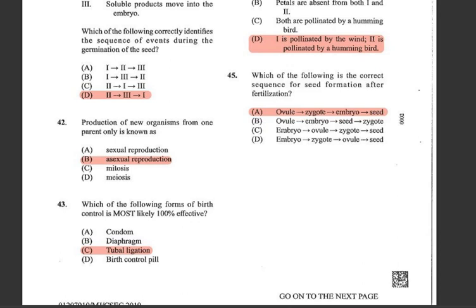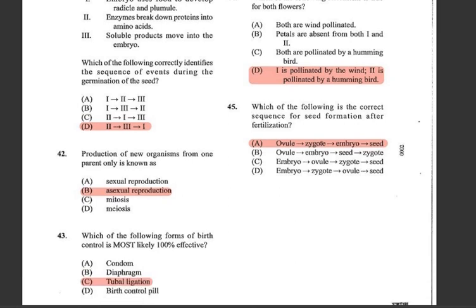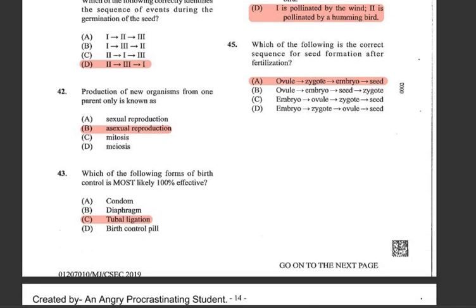Alright, we're moving along to number 44. Oh, we already read number 44, so let's go to 45. It says which of the following is the correct sequence for seed formation after fertilization? So the answer would be A, and it would be ovule, zygote, and we have embryo going to seed.